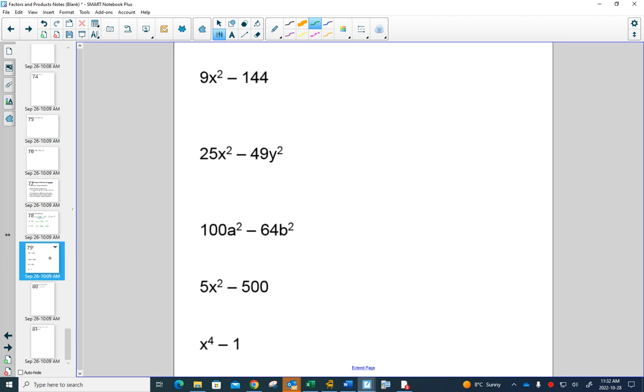The next one, is this a difference of squares? Is this a perfect square? Yes, it is. 3x and 3x, 144 is 12 and 12, plus and minus.